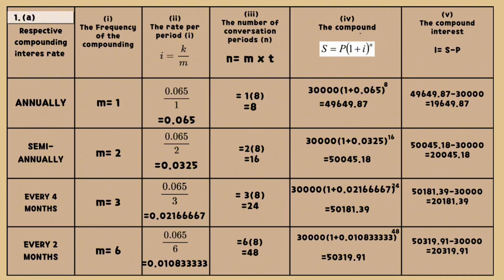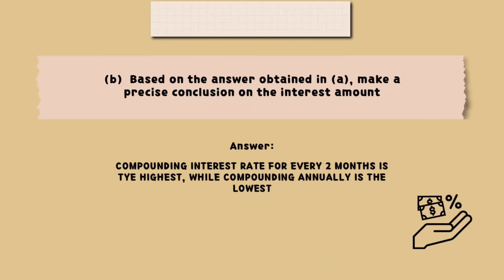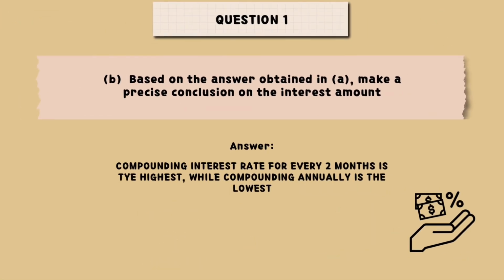For the last question of question 1 is the same. Just follow the formula and understand it, then calculate. For question B, you just have to compare what you understand about each compounding frequency.